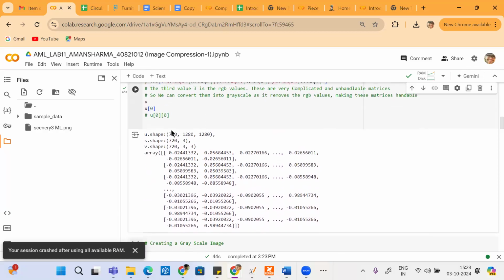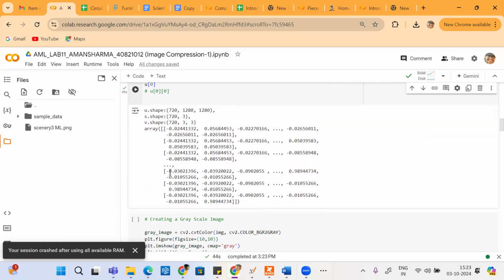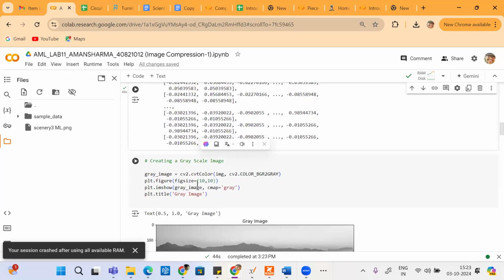Yeah. So we have a U matrix, S matrix, and V matrix. I just printed the U matrix. It's just one row, looking like columns, rows. One row having one of these, this is just one pixel. This is just a single row.